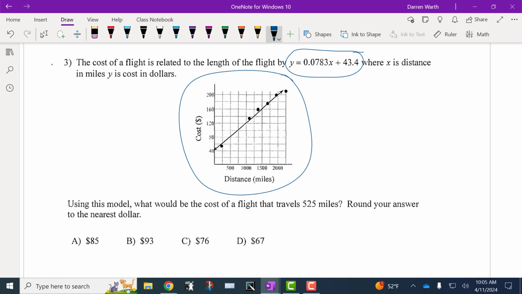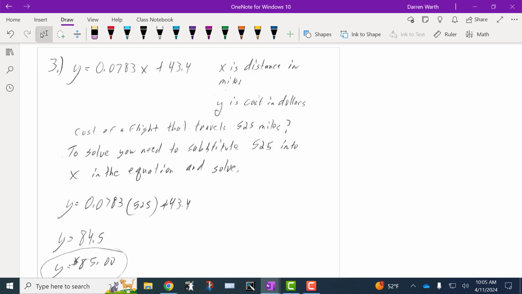So when it says what would be the cost of a flight of 525 miles, basically, I'm just going to use my algebra to solve this one, because it says that x is the distance in miles, y is the cost in dollars. So notice all I have to do is substitute in 525 into my equation, because that is my x value, and then just put it in my calculator and solve it. And that's what I point out on the solution guide right here.